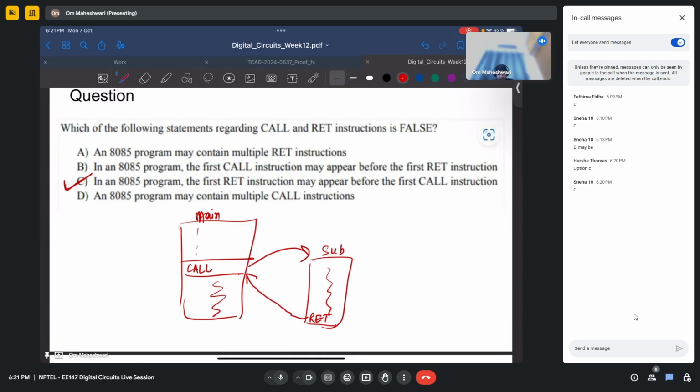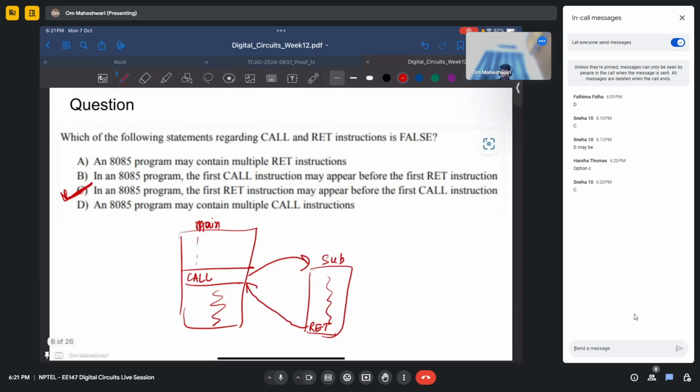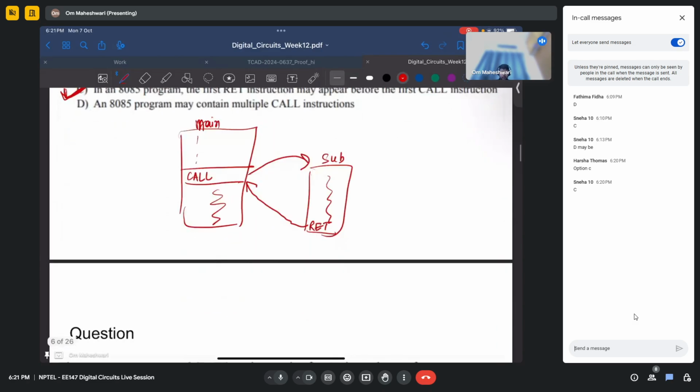So always return comes after call. The first call instruction may appear, then the return instruction will appear. Option C is incorrect. So your answer is option C. Okay, I hope this is clear to all. Next question.